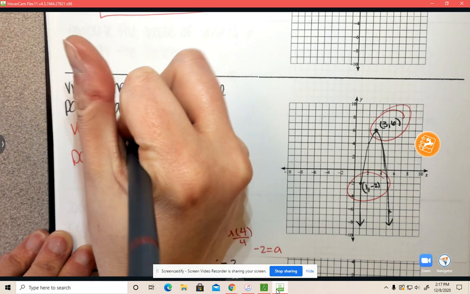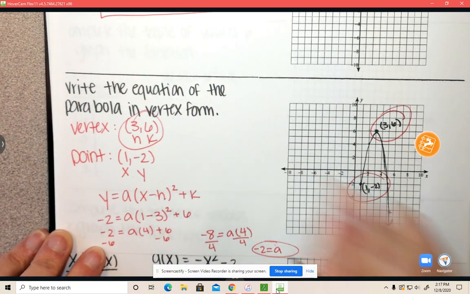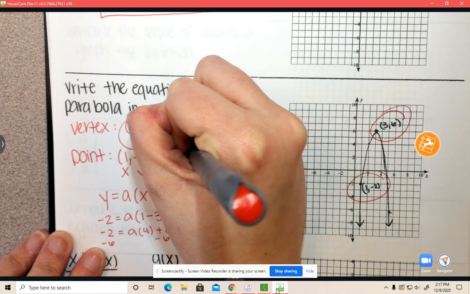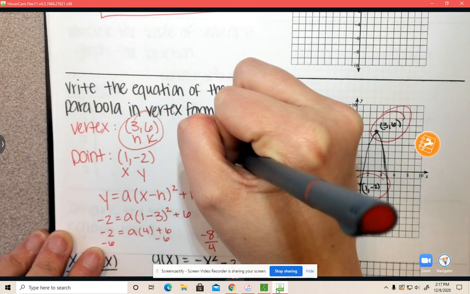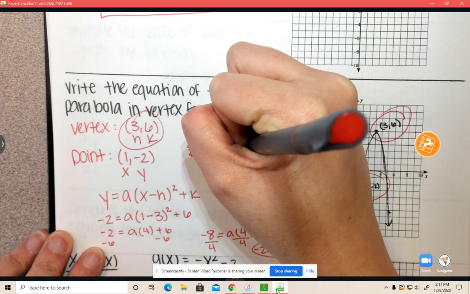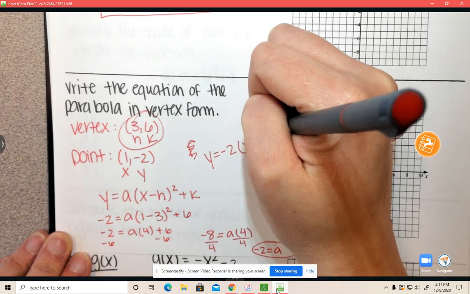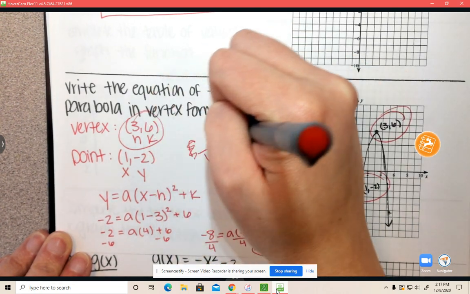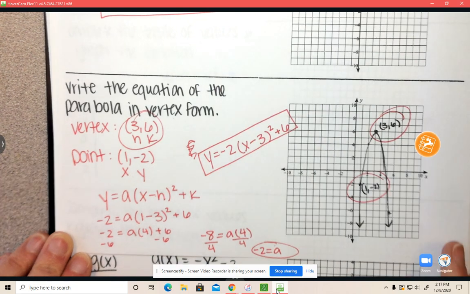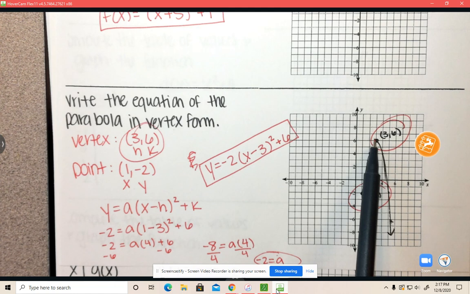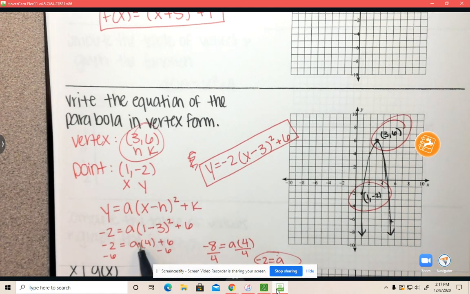So now we can take our h and our k and our a and plug it back in. So let's see. y equals -2 times the quantity x minus 3 squared plus 6. And that's your answer. Okay? So you're just taking what you're given. You're given h and k, you're given x and y. Plug it in, solve for a, and then make your final equation.